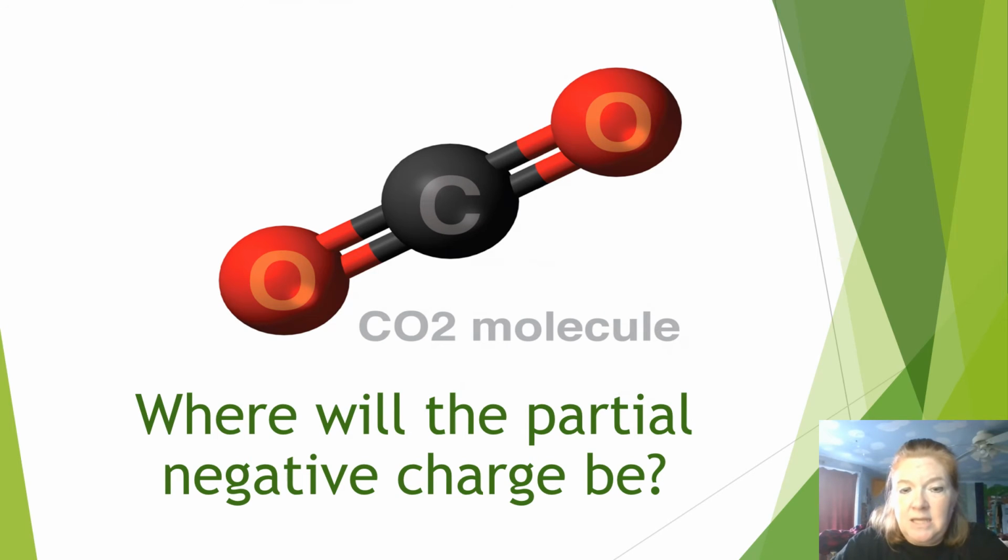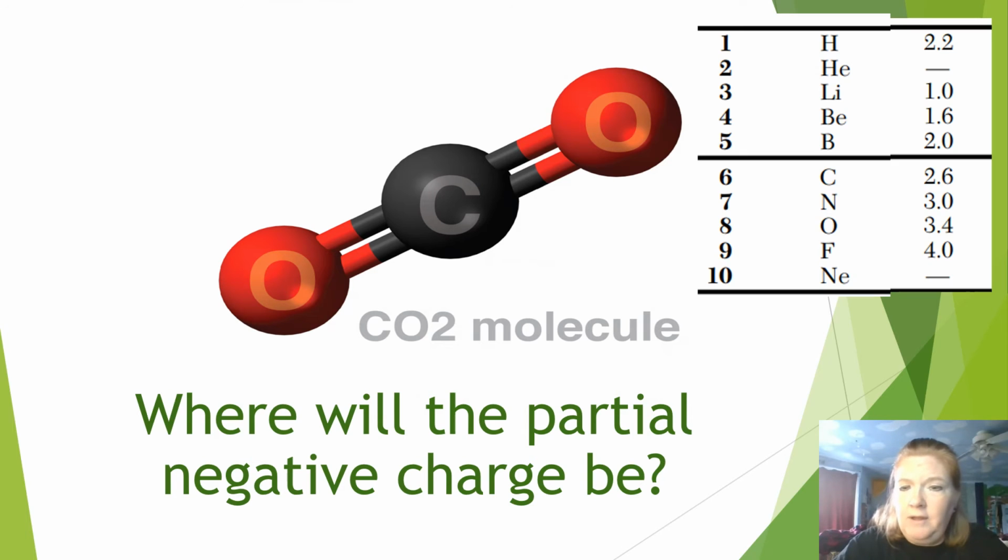So in this case, where will the partial negative charge be? Well, I have to look at electronegativity. So C is carbon, 2.6. O is oxygen, 3.4. Well, oxygen then has the higher electronegativity, so this oxygen will be partially negative. So will this oxygen. That leaves the carbon in the center to be partially positive.